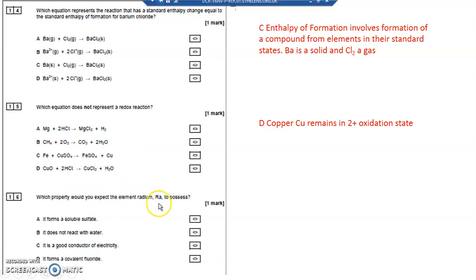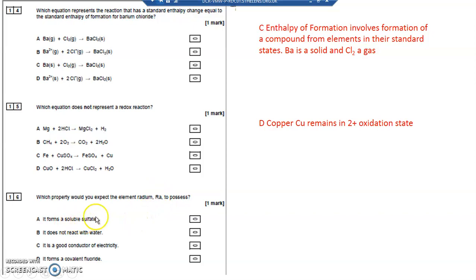Which property do you expect of the element radium? Radium is a metal at the bottom of group 2. As you go down group 1 and group 2, because the electrons are getting further away from the nucleus, they're ionized more easily. The first ionization energy goes down as you go down a group. So therefore it's going to be very, very reactive. It's a very, very reactive metal.